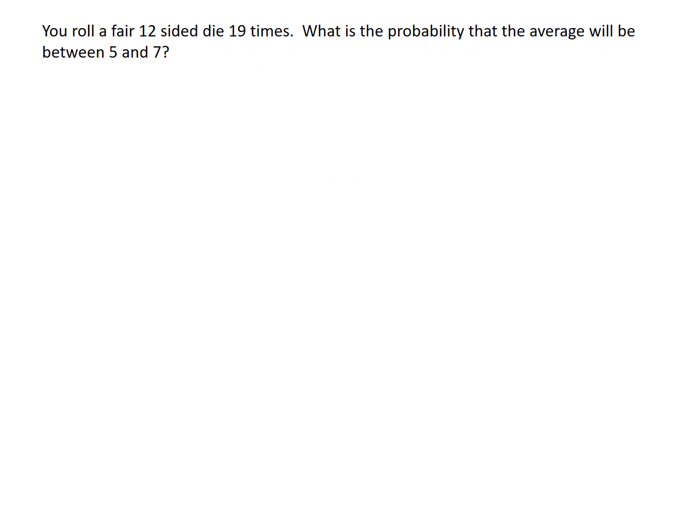In this problem, we're rolling a fair 12-sided die 19 times. So remember, the possible outcomes would be 1, 2, 3, 4, 5, 6, 7, 8, 9, 10, 11, and 12. Those are discrete values, so the population we're sampling from is discrete. We want to calculate the probability that the average of those 19 rolls would be between 5 and 7. Those 19 rolls will be a sample, so we want the probability that the sample mean x bar is between 5 and 7.